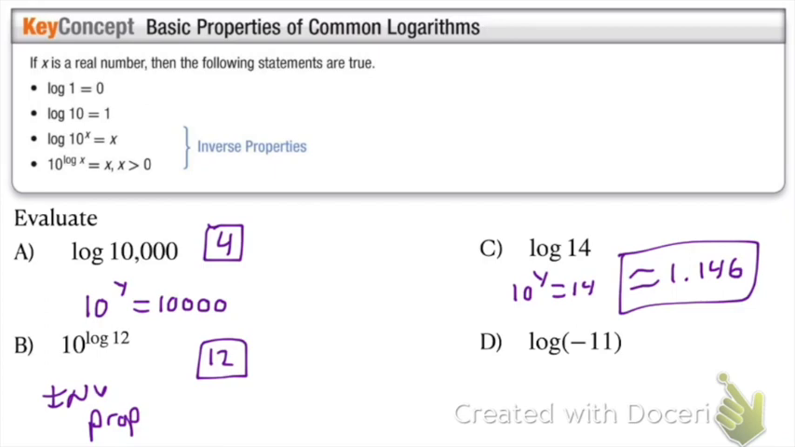Then we have the log of negative 11, and this goes back to what we said earlier: you cannot take the log of a negative number or 0. So this has no solution. It's one of those big things. You cannot take the log or natural log of negatives or 0.